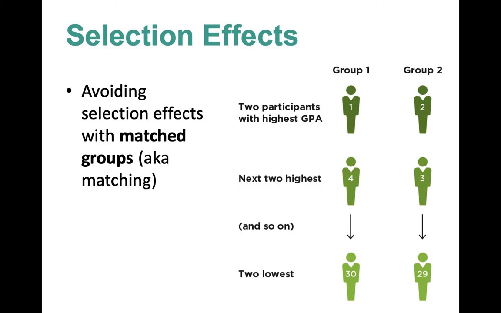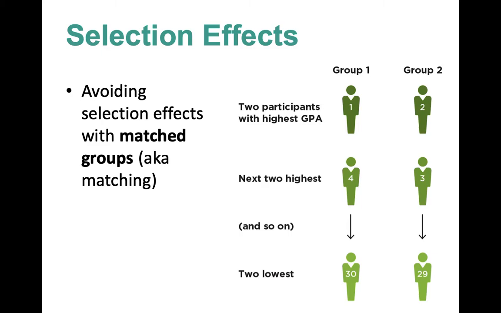So what you would want to do is, of your participants, have some way of measuring GPA. You'd get a ranked list, and then you take your 2 participants with the highest GPA and randomly assign one to group 1 and the other to group 2. And then you'd move on. You take your next 2 highest GPAs and randomly assign the 3rd person and the 4th person to the 2 different groups or experimental conditions, and so on and so on.